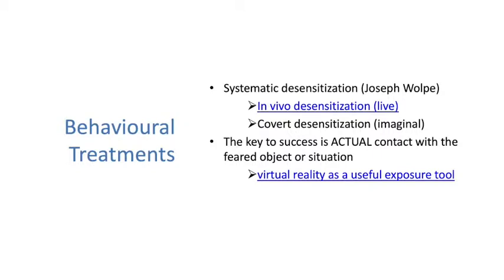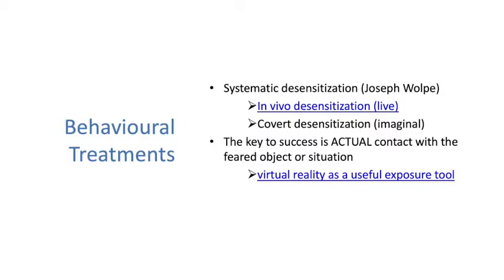There's another form of exposure or systematic desensitization, and that's called covert desensitization. That's when you imagine the fearful event, so you write about it or you imagine it in as much detail as possible, and that's often used in things like post-traumatic stress disorder because, of course, we cannot expose people to the traumatic event again. That would be very, very unethical.